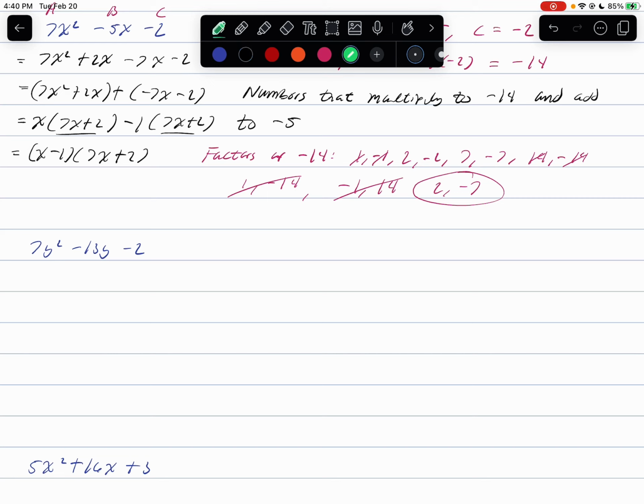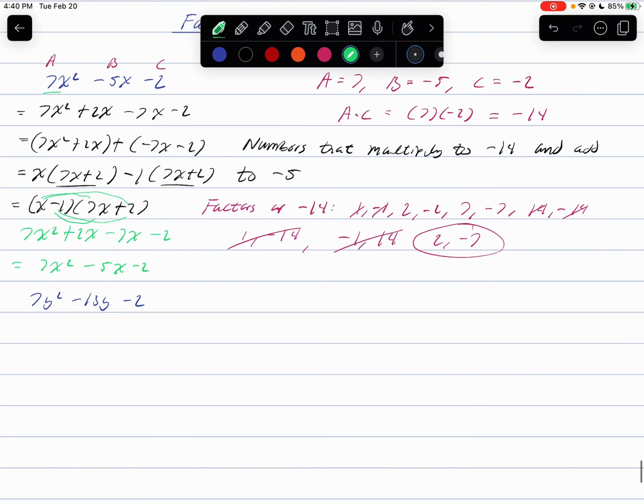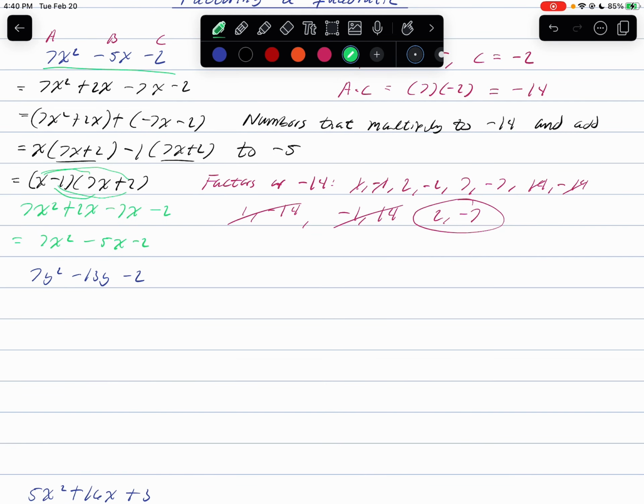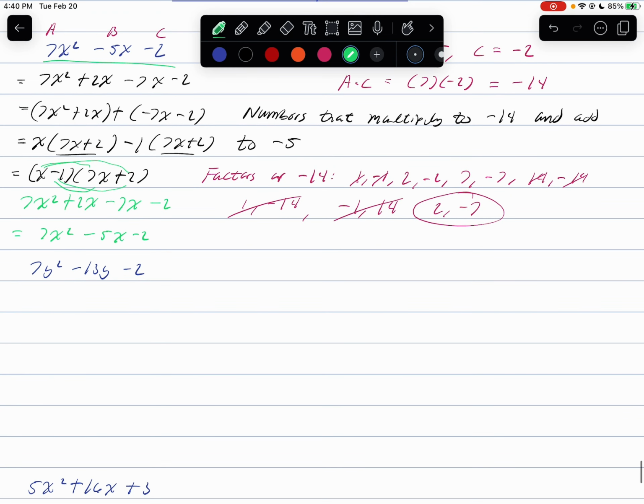So we can do our firsts. x times 7x is going to give us 7x squared. x times 2 is going to give us 2x. Minus 1 times 7x is going to give us minus 7x. And minus 1 times 2 is going to give us minus 2. So rewriting this, we have 7x squared minus 5x minus 2, which is what we had to begin with. So our fully factored quadratic is indeed x minus 1 times 7x plus 2.